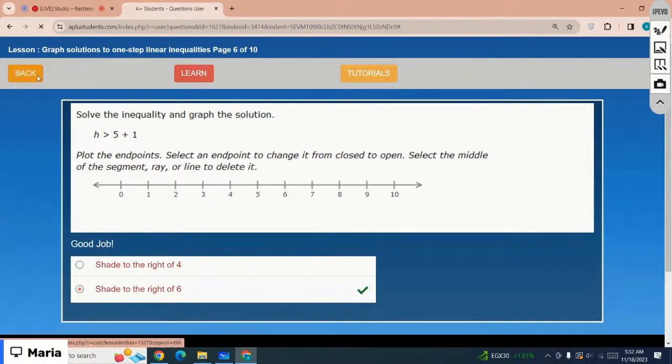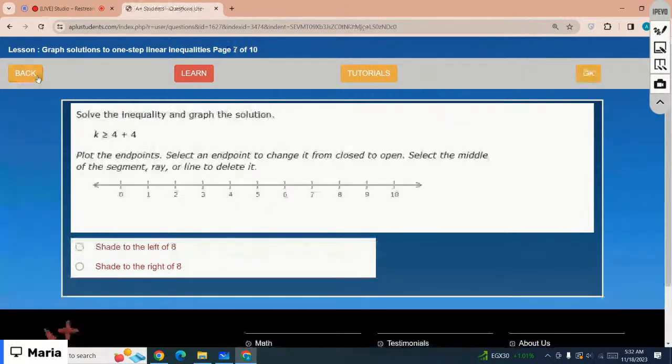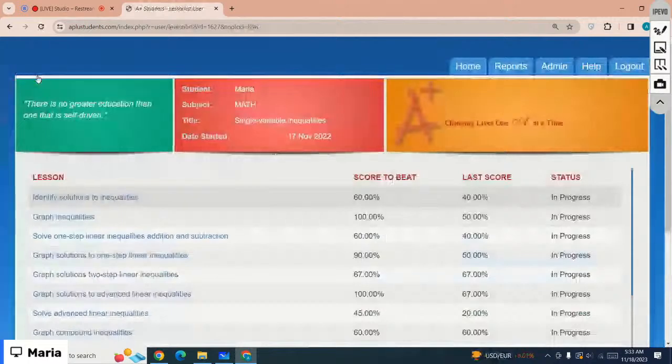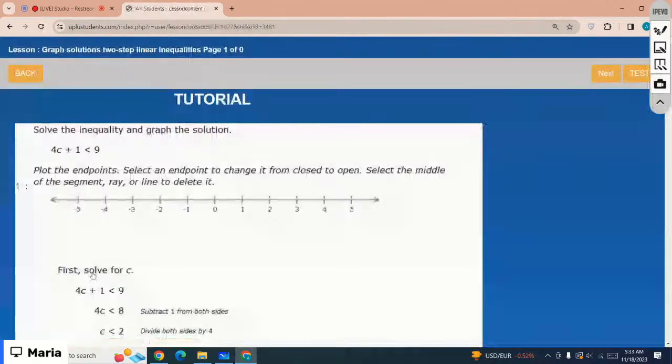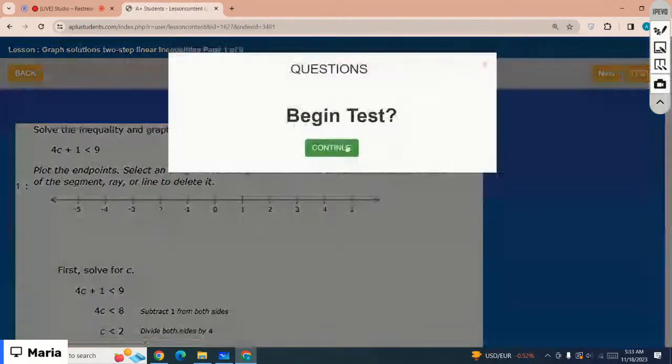And the next lesson is solve two-step. That's the same graph solution for two-step linear inequalities, right? So you have to solve the inequalities and then you have to graph them.